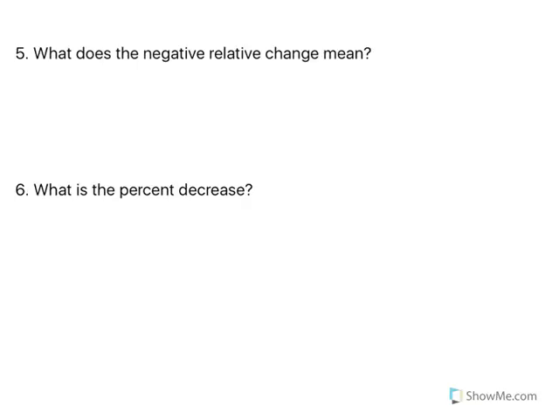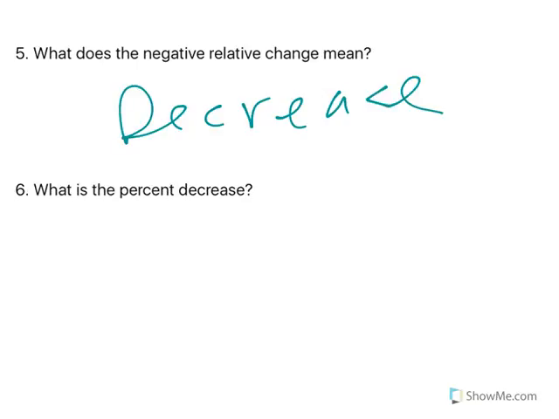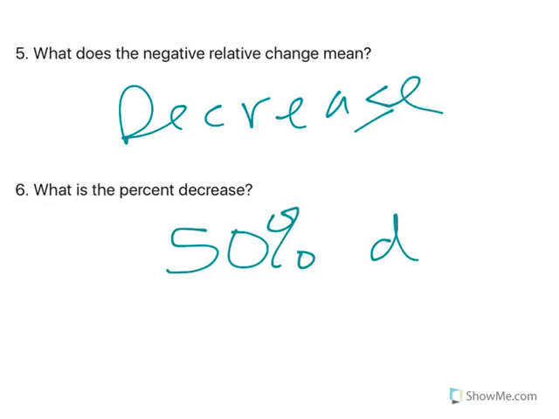What does the negative relative change mean? Well, it's a decrease. So just like a negative absolute change showed a decrease, a negative relative change also shows a decrease. What is the percent decrease? And we found that to be a 50% decrease, and that's the last column. Right? The word decrease implies a negative sign, so you don't need to have both of those.